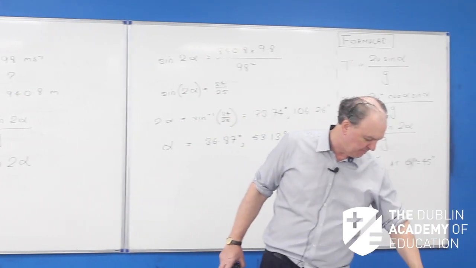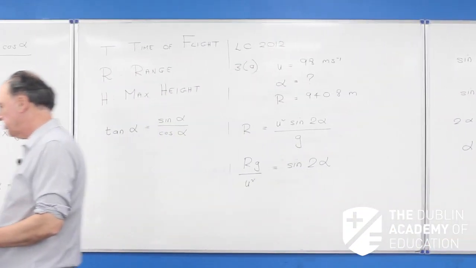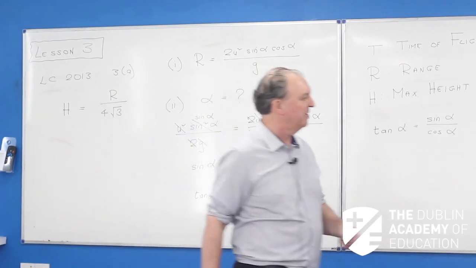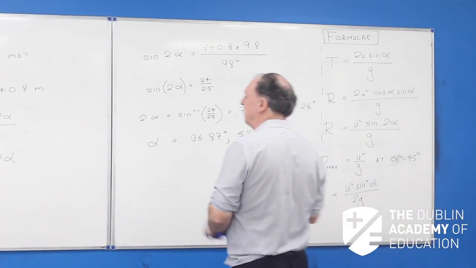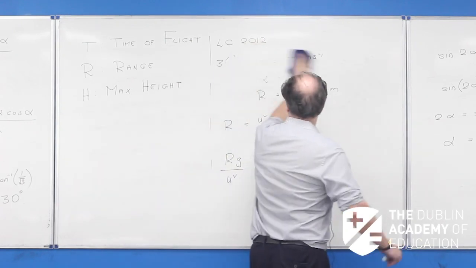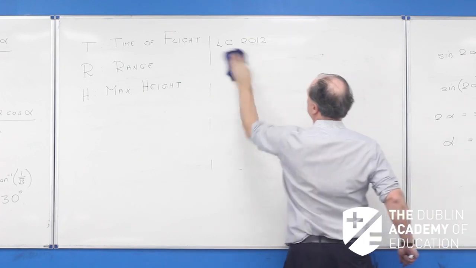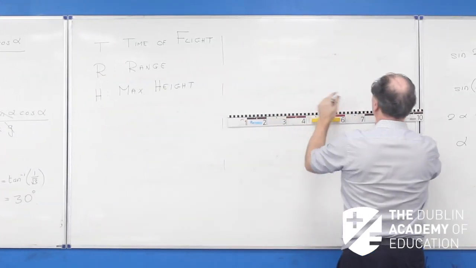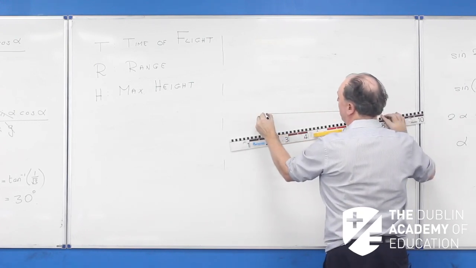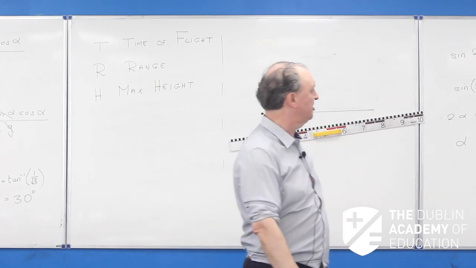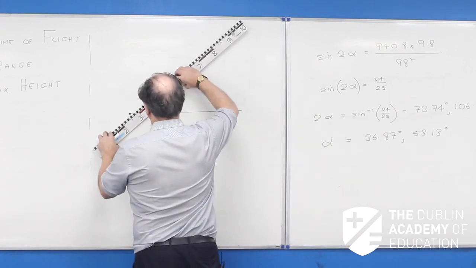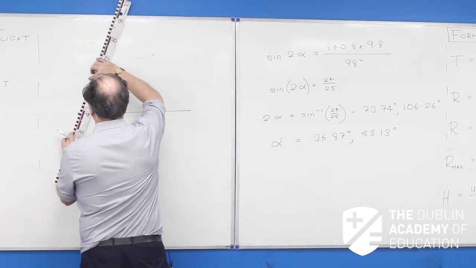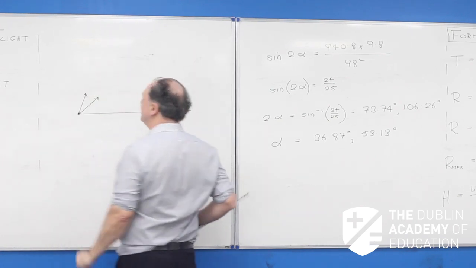The next part of the question: what's the difference between the two times of flight? Let me just do a little sketch of it, just to see what's going on here. Here's my level ground. That's the point where I launch it from. There's two different angles that give me the same range. So let's say that's about 36.87, and the other one is 53.13. They're my two angles of launch.